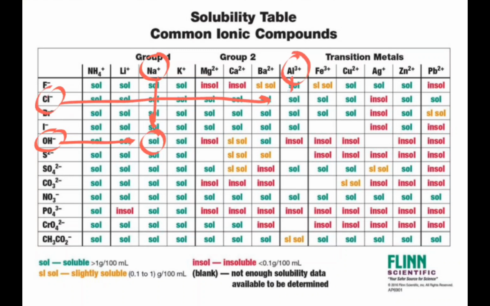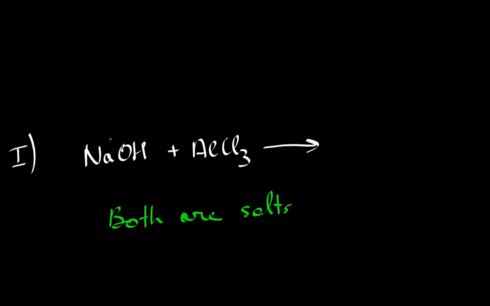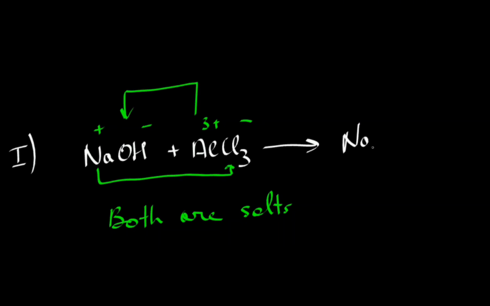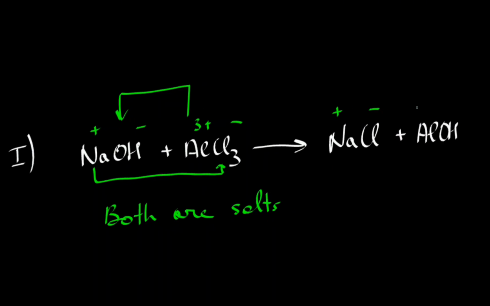Now we can write our products. You must remember that ions interchange places with each other. Sodium attaches to chloride ions and aluminum connects to hydroxide. Always connect positive ions with negative ions. Lastly, swap the charges with subscripts to get new chemical formulas.